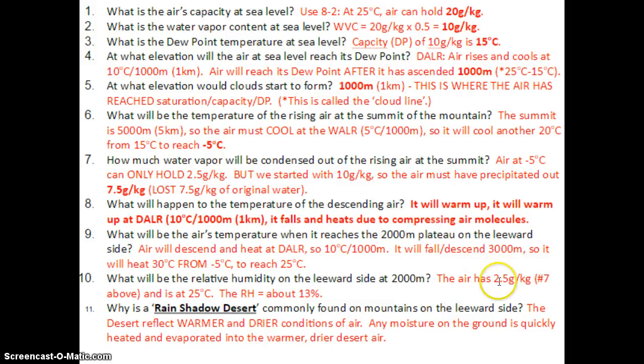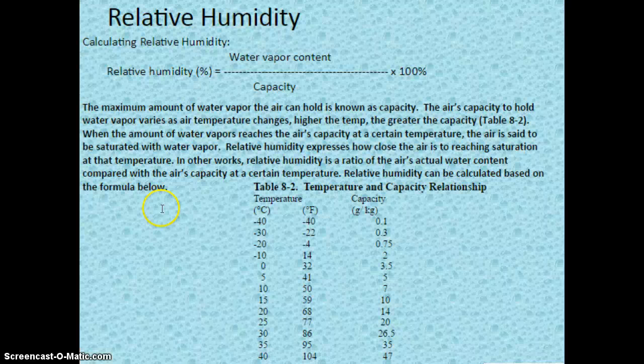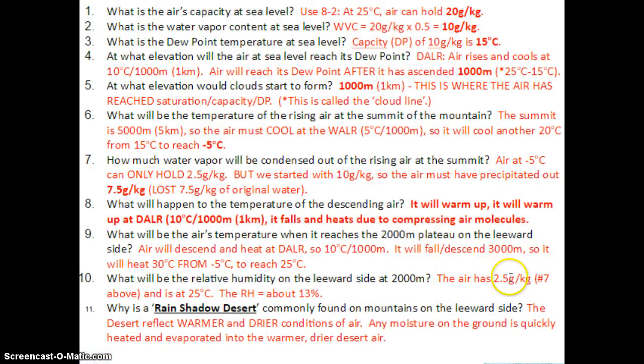So if the air has 2.5 left, and it's now at 25 degrees C, we can look that up: 25 degrees C can hold 20 grams per kilogram. I'm using 8-2 once again. That 2.5 divided by 20 tells me it's about 12.5, or we'll call the relative humidity 13%.